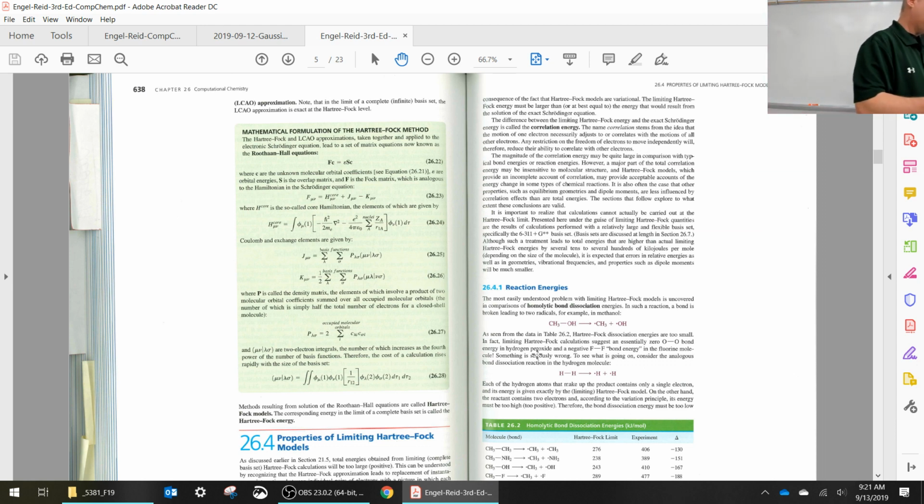The text, I want to just sort of point this out, they talk about the Hartree-Fock limit, where you've taken the basis set all the way up to sort of an infinite number of basis functions, which you can't do practically because you don't have an infinitely sized computer. And so you have to define what the Hartree-Fock limit is, and they define it. So I want to make sure that you caught that in the text. That's on page 639, and it's right here.